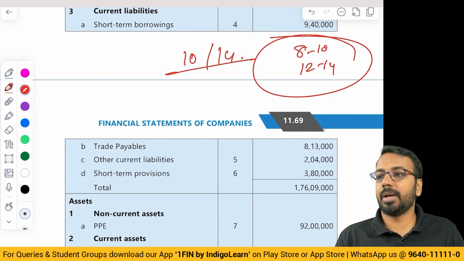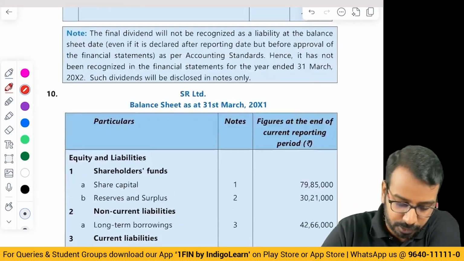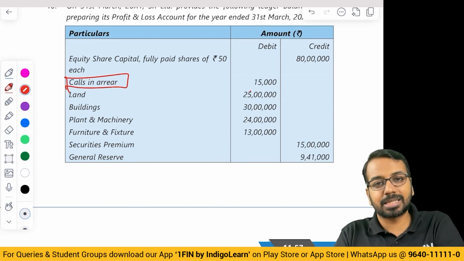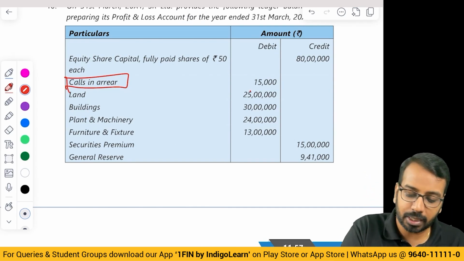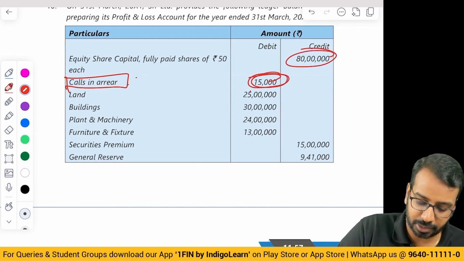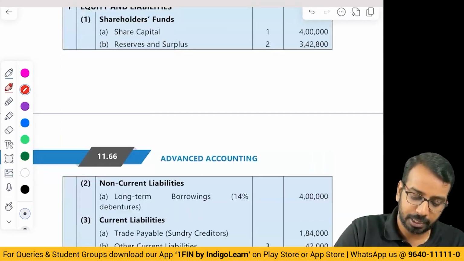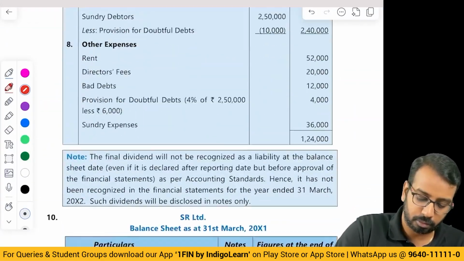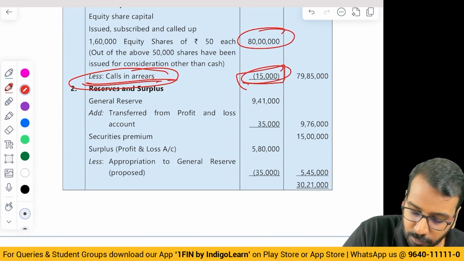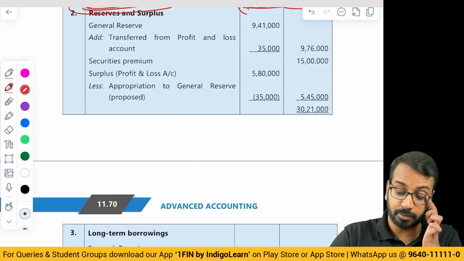If there are shares called up which are not paid, you have to show it as calls in arrears and reduce it. Here, question number 10, calls in arrears 15,000. Called up means the company has asked the shareholders to pay the money, but to the extent of 15,000 we have not received. So from this 80,000 we will reduce this 15,000 as calls in arrears. In the financial statements, after you calculate the paid up value, we will say calls in arrears, 15,000, and present the net amount as 79,85,000 in this particular case. Jasmine, is it clear?